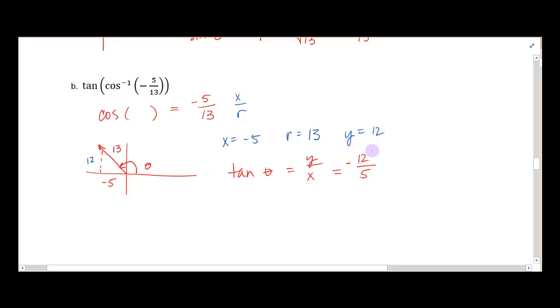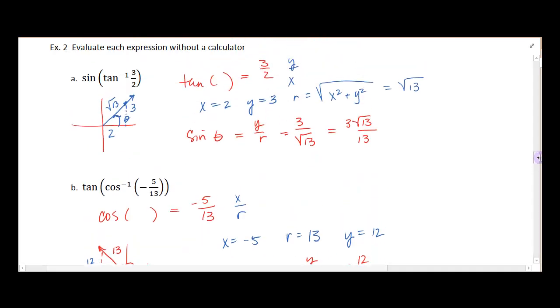And that's how you're going to do composition functions. You start by drawing a picture of the interior function and then evaluate the outside at theta.